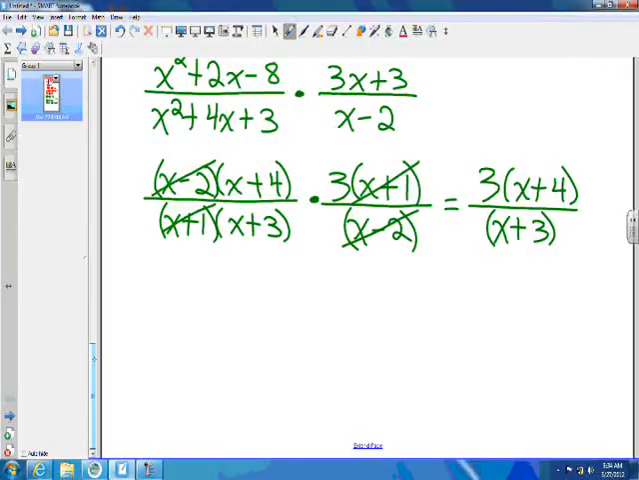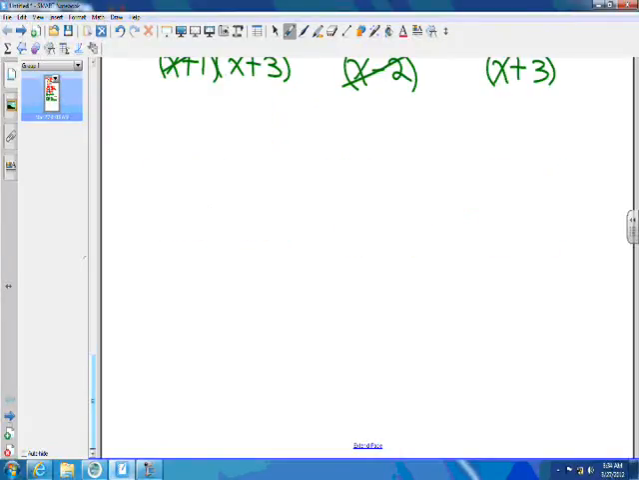So example 5, look at example 5B on page 445. What operation is in the middle? Division, so we automatically multiply the reciprocal. So a plus 1 over a plus 3, a plus 2, times, when we flip, a squared minus 9 over a squared plus a minus 12.